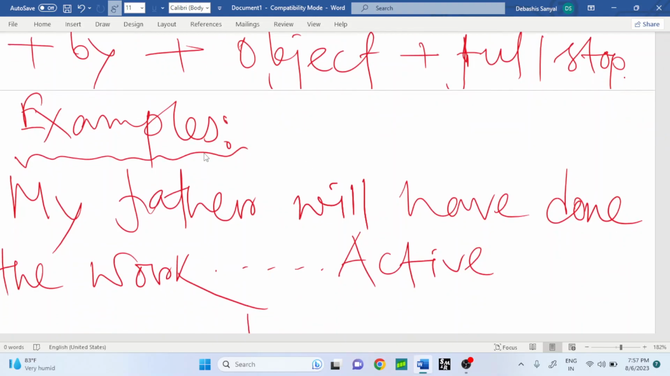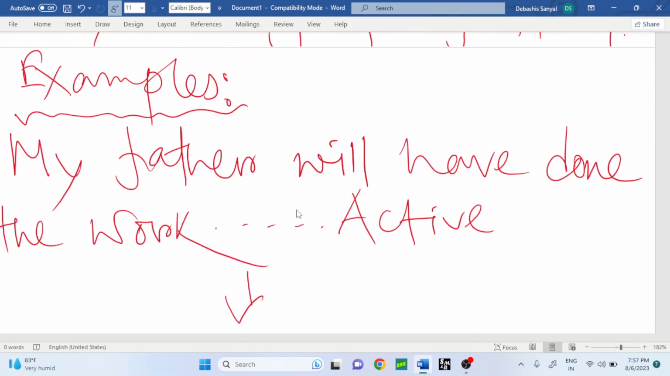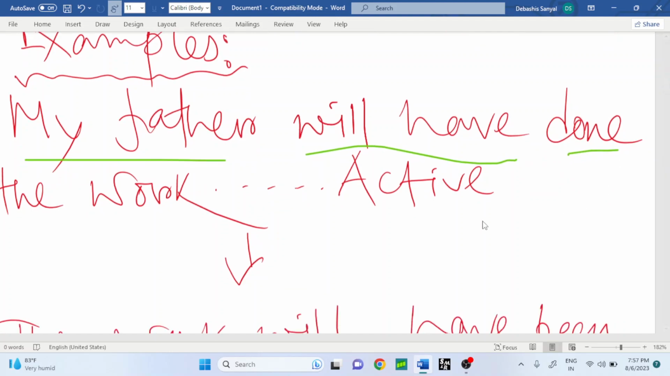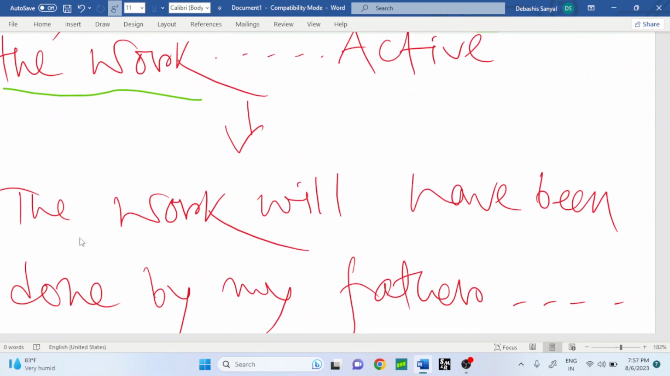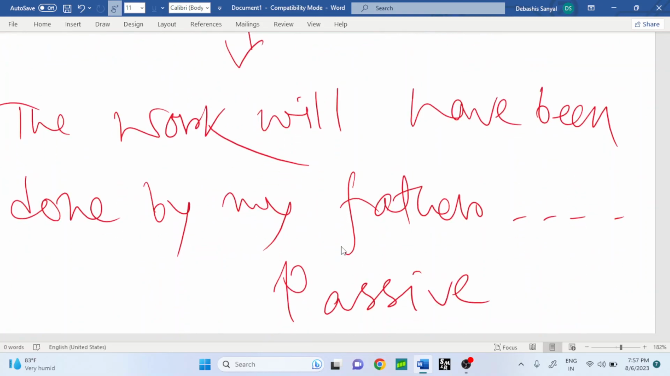And the example I have already given here. My father will have done the work. Here, my father is the subject. Will have tells us that the sentence is in future perfect tense, and done is the third form of the verb. It also tells us that the sentence is in future perfect tense, and the work is the object in the sentence. Then the changed one: the work will have been done by my father.